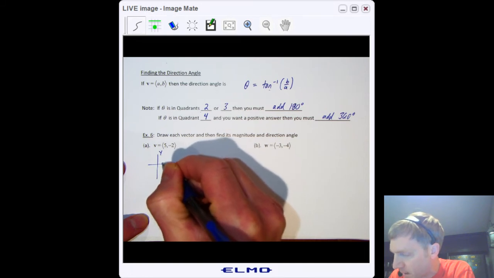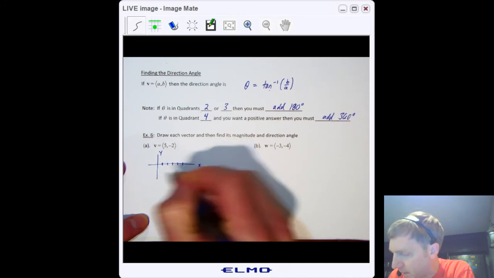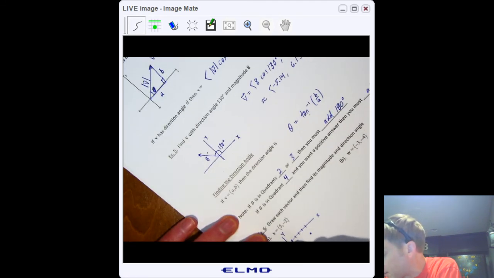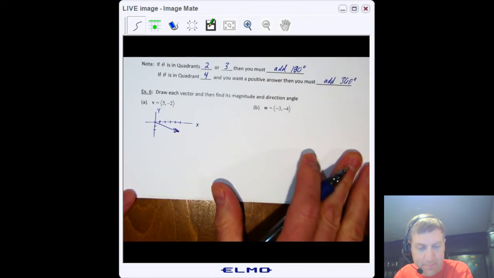So 1, 2, 3, 4, 5, 1, 2. Remember, the standard form of a vector always starts at origin and goes from there. So I'm going to the right 5 and down 2. That is my vector. Okay.